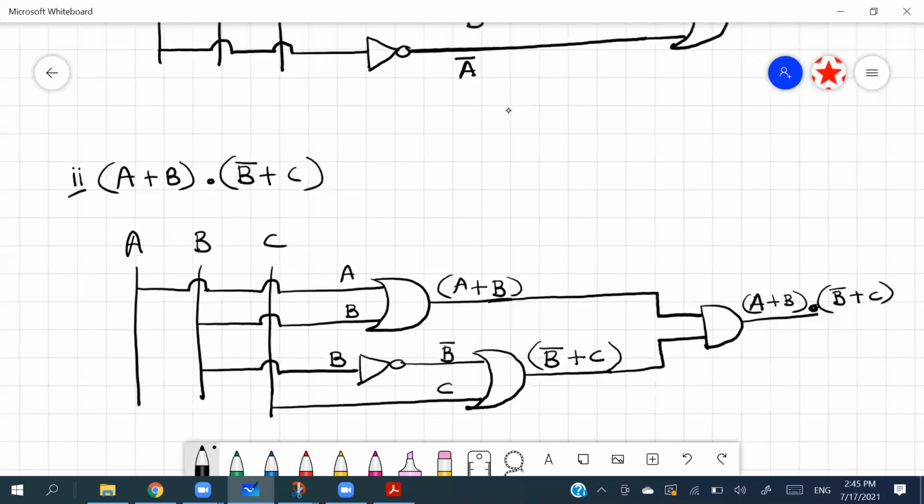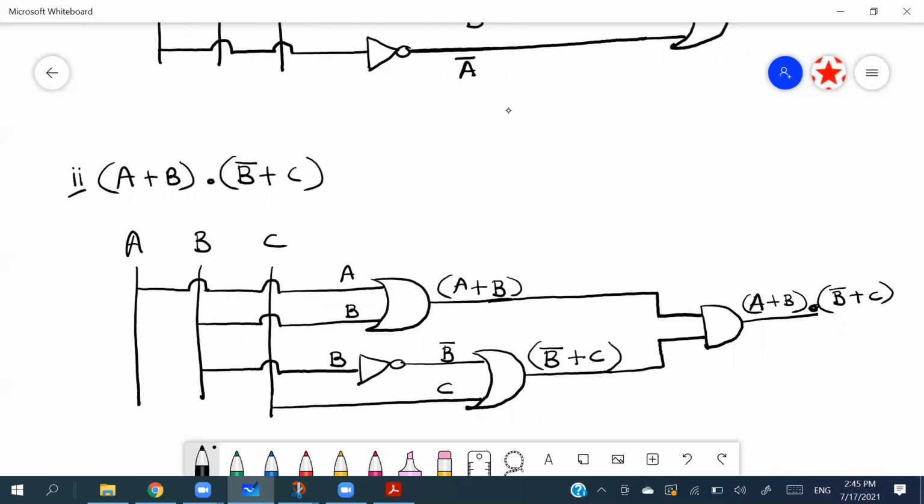Right? Okay, so that is going to be the answer for the second one.